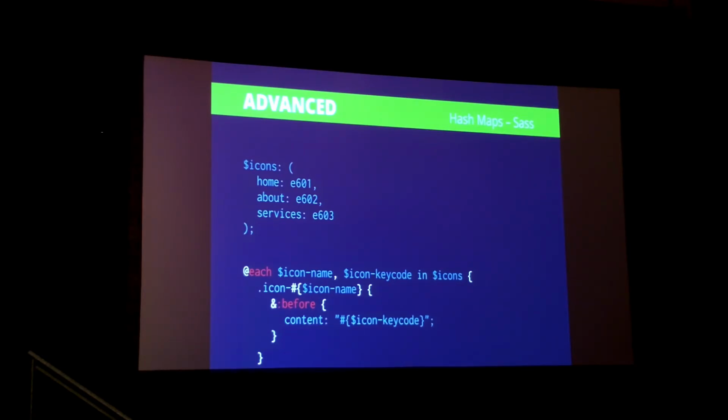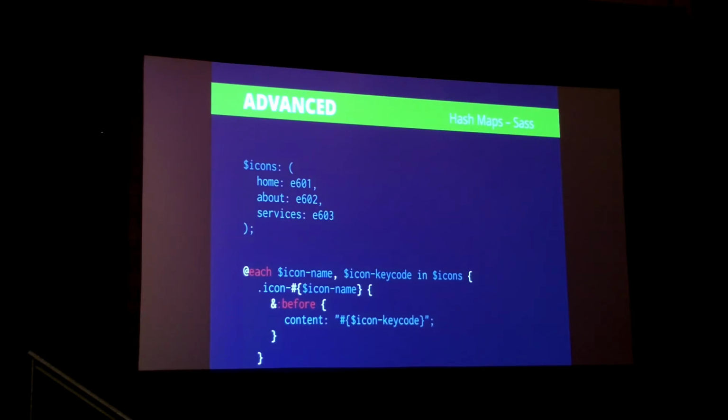So in our case, we have the name of the icon and then the key code of the icon, and then we have to define what hash we're trying to iterate over. In this case, our hash is called icons, which is the same we see up top. Again, we're using this to generate a whole bunch of CSS for us. So if you have 40 or 50 icons, you can do this and just write it in about 4 or 5 lines of Sass. It'll generate all your stuff for you.